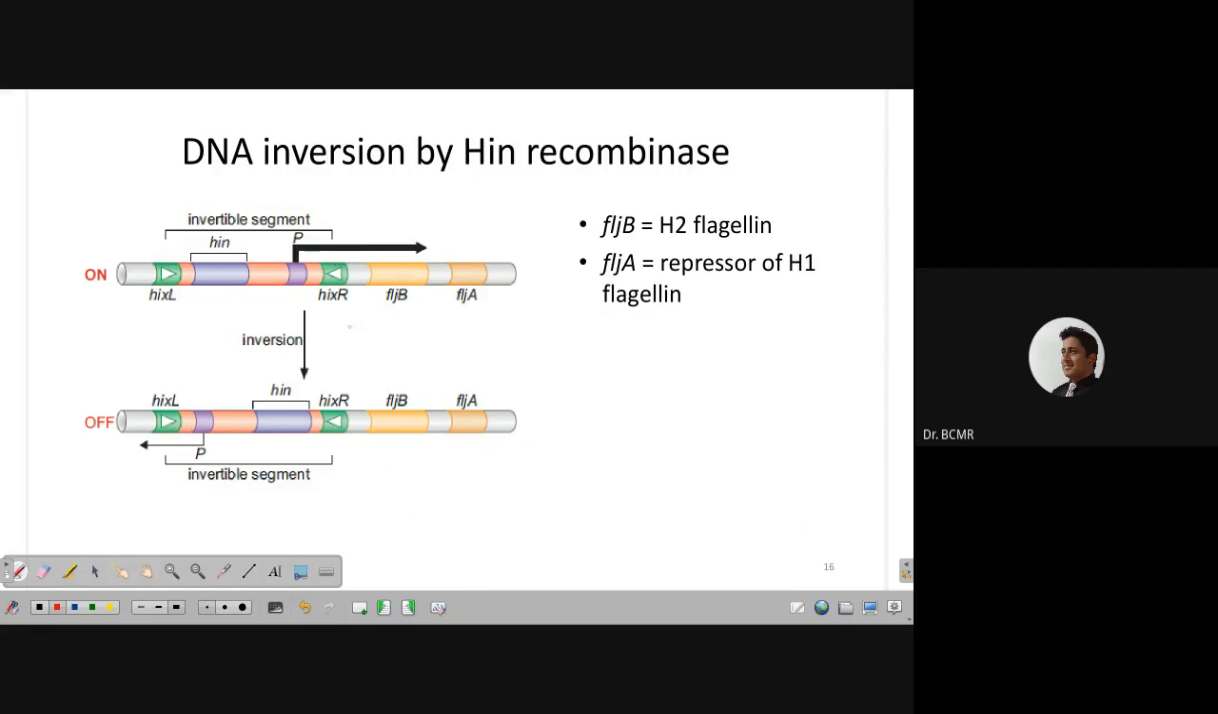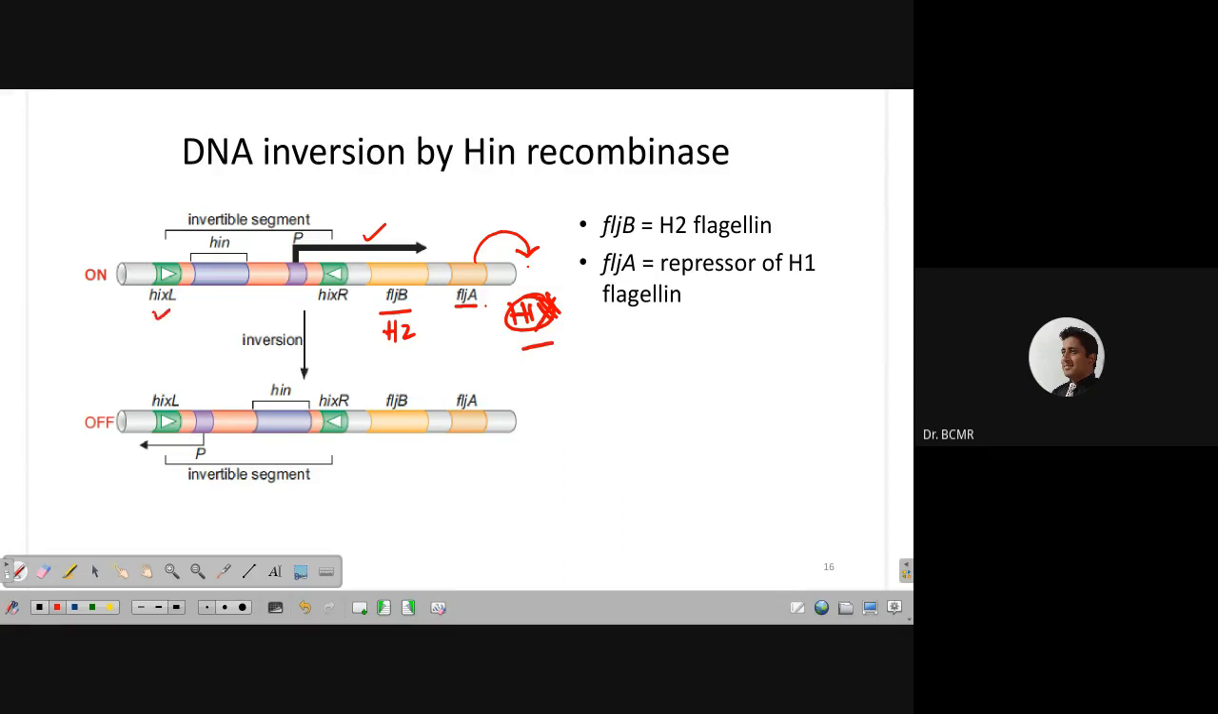So in this case, say the promoter is here, so FLJB is expressed, therefore you will get H2 flagellin. And there is also something else. There is a FLJA repressor. So H1 is not expressed, right? Because this will go and repress the gene of H1 flagellin.